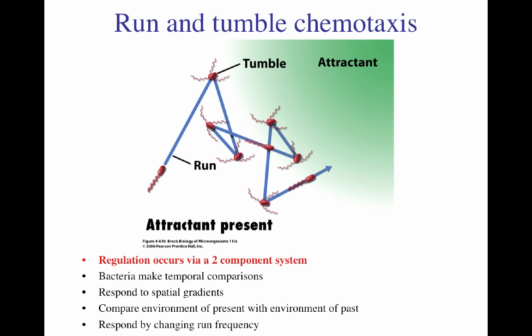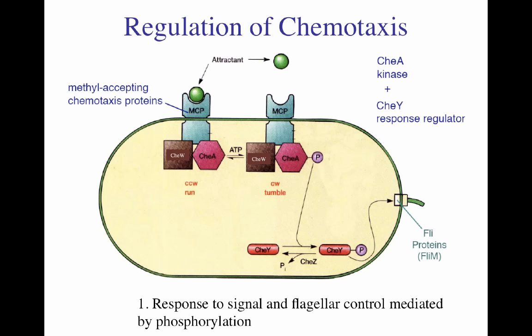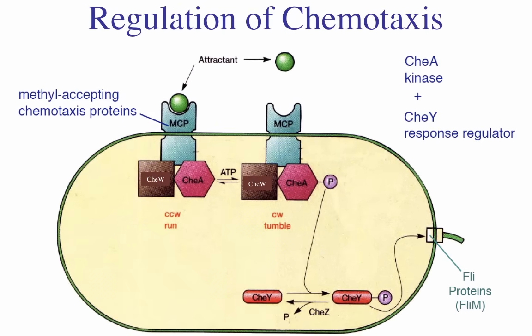So a comparison of the environment of the present with the environment of the past is going to allow the microorganism to eventually reach the source of an attractant or run away from a repellent. And that is going to induce changes in the run frequency, which are then interrupted by tumble behavior that is mediated by the chemotaxis mechanism. So we have in this system a chemotaxis mechanism involving a methyl-accepting chemotaxis protein, or MCP, and a kinase, the CheA molecule. And the response regulators are going to be CheY and CheB.